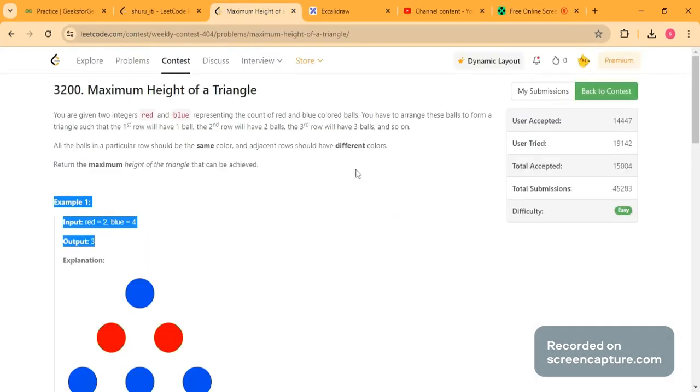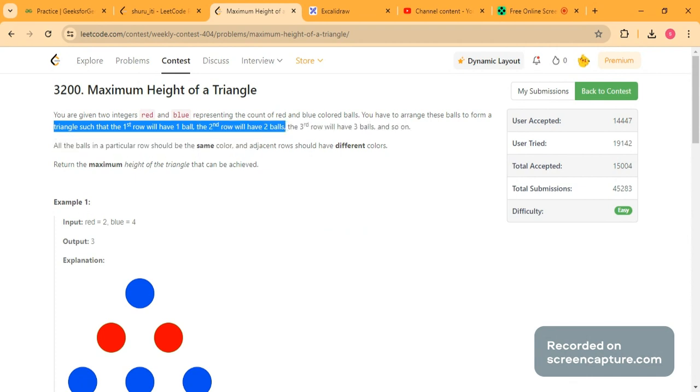Okay, so in this question, we need to find the maximum height of a triangle. We are given two variables, red and blue, which represent the number of red balls and blue balls respectively. We have to arrange these balls to form a triangle such that the first row has one ball, the second row has two balls, the third row has three balls, and so on.